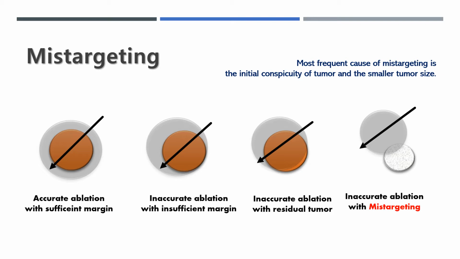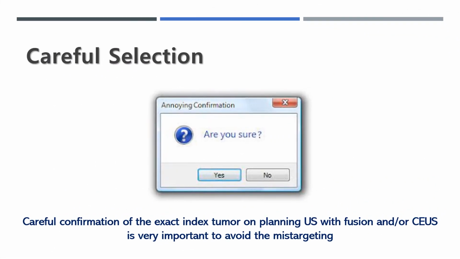Most frequent cause of mistargeting is the poor initial conspicuity of tumor at the smaller tumor size. The mistargeting seems to be encountered mostly in ultrasound-guided ablation. There are several tips to avoid or manage mistargeting in liver ablation. First, careful selection.